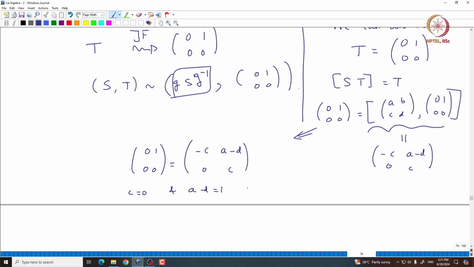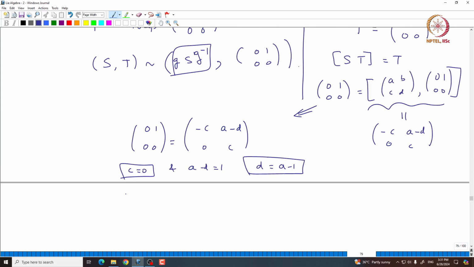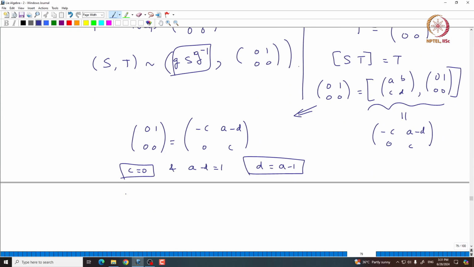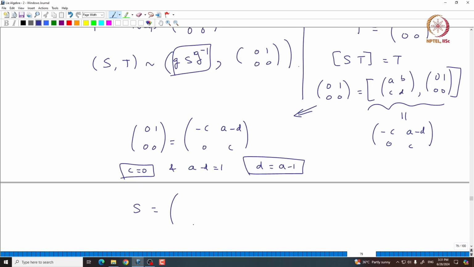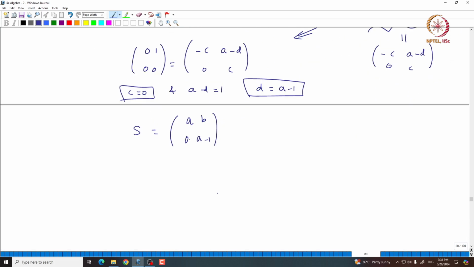Okay. So, this means D is equal to A minus 1 and C is 0. Now, what are we going to do? We are going to use this in the matrix capital S. Then S is of the form, you can see that C is 0 and then we have A, B, 0, A minus 1. So, this is the matrix that we are getting, and T is 0 1 0 0.